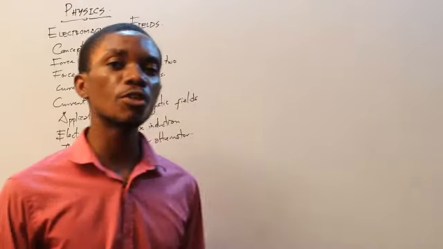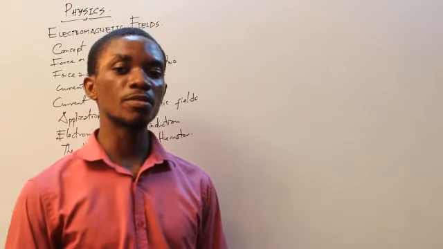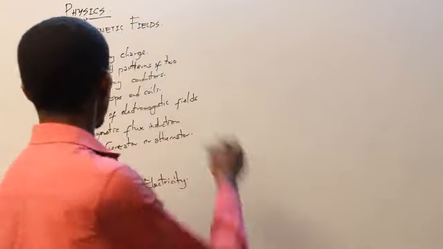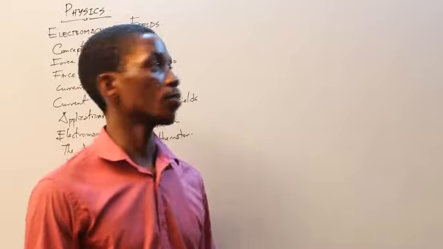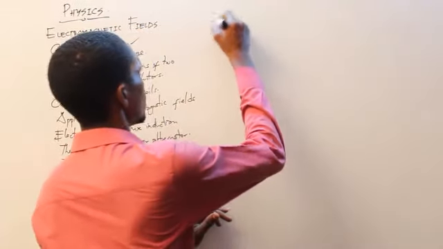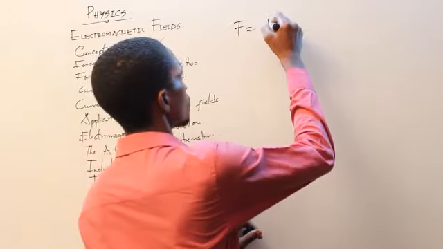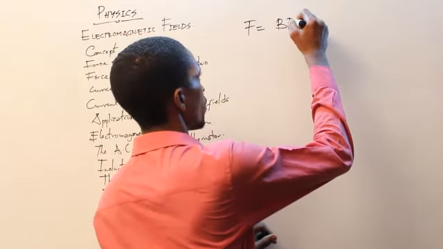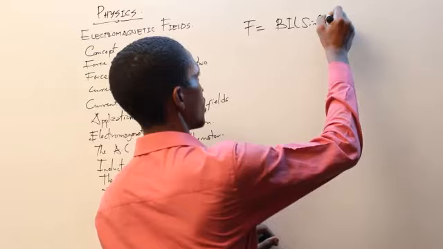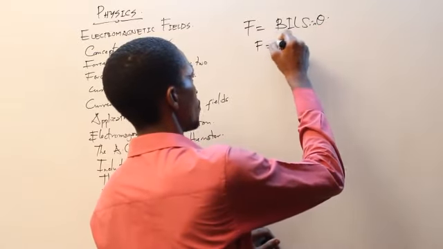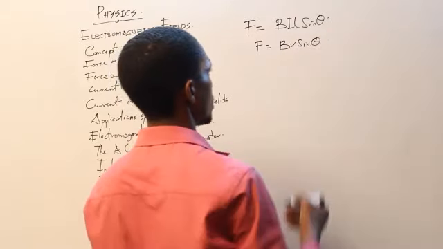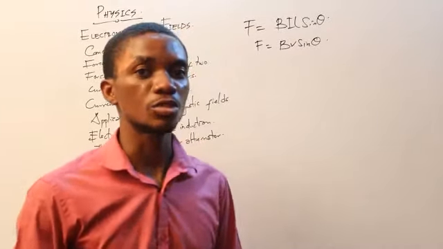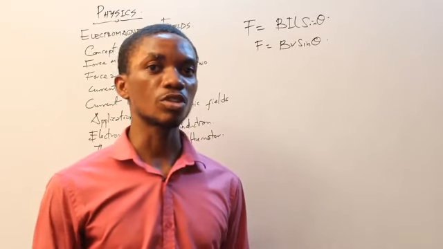So when we're talking about the force on a moving charge, we've talked about the concepts. So we're talking about the force on a charge in the magnetic field. Of course, we gave the formula the other time. That's F equals to B I L sine theta, or F equals to B q V sine theta. You choose the one that is appropriate to the particular situation in which you find yourself.